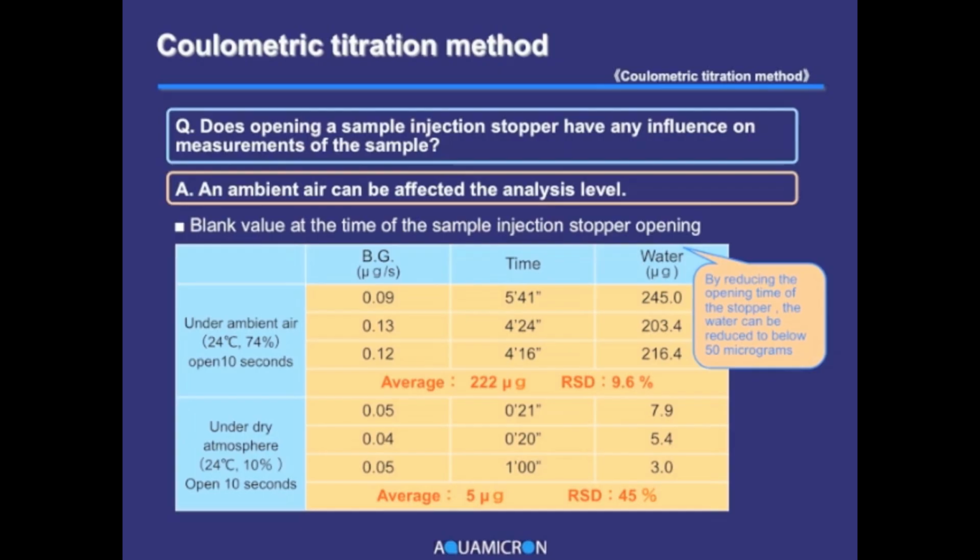But even 50 micrograms can have a significant influence on the results when measuring very low moisture content samples. In these cases, it is recommended to measure these samples in a dry atmosphere, in a glove bag, for example.